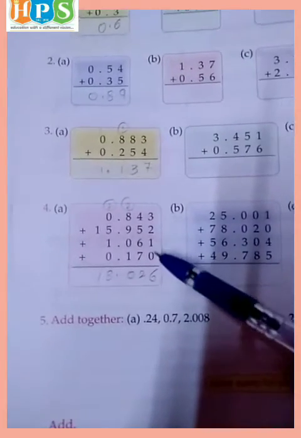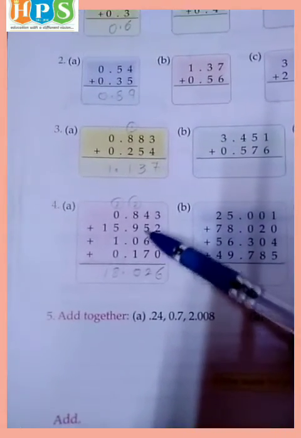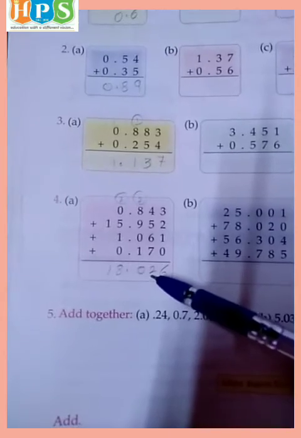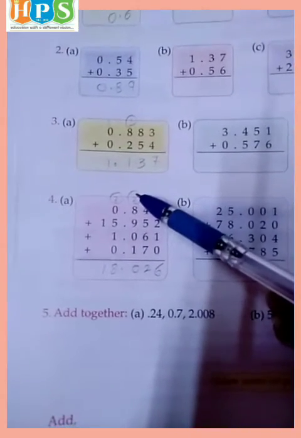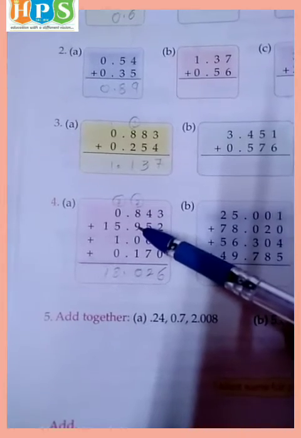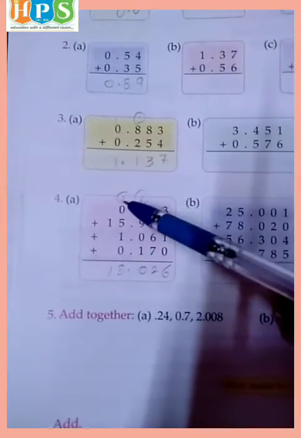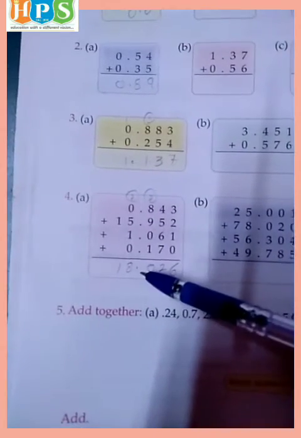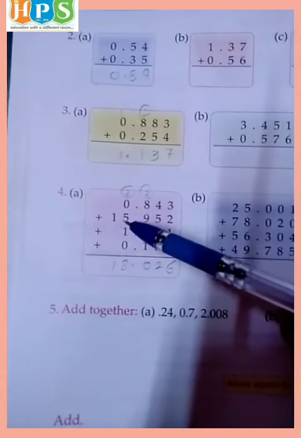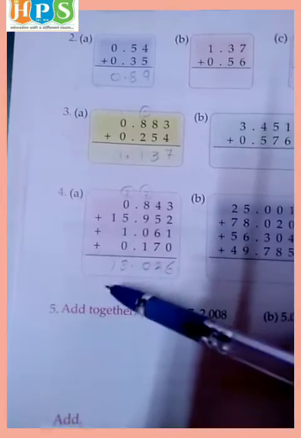3 and 2, 5 and 1, 6. 4, 5, 6, 7 is equal to 22. We write 2 and carry 2. 8 into 10, 10 and 9, 19 and 1, 20. Sorry, 0 and carry 2. Decimal point. 2 and 5, 7, 7 and 1, 8 and 1.